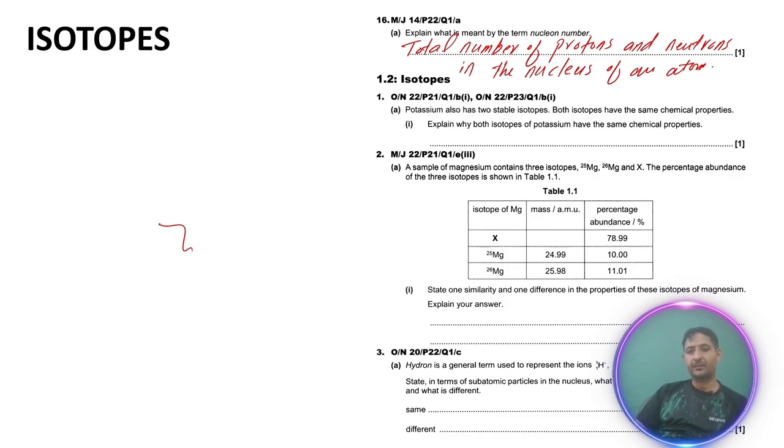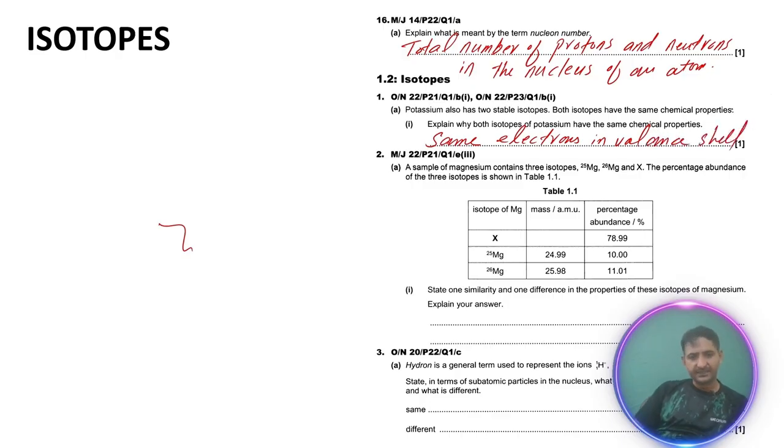Both isotopes have the same chemical properties. Explain why. Because they have the same proton number. You can even say they have the same electronic configuration, the same number of electrons in the valence shell. The reactivity of an element depends on the number of electrons in the valence shell.